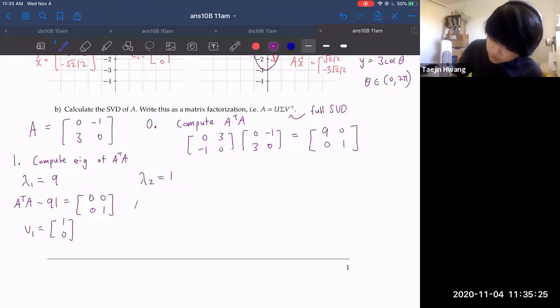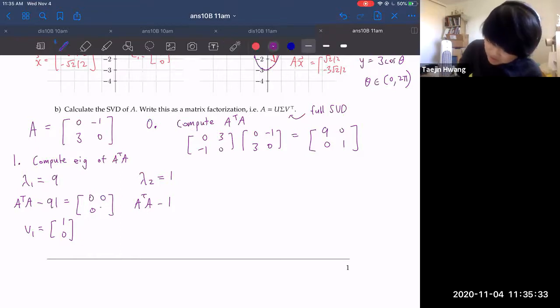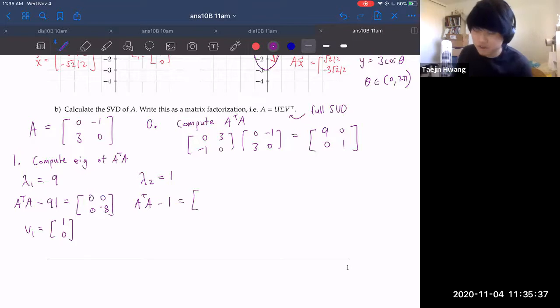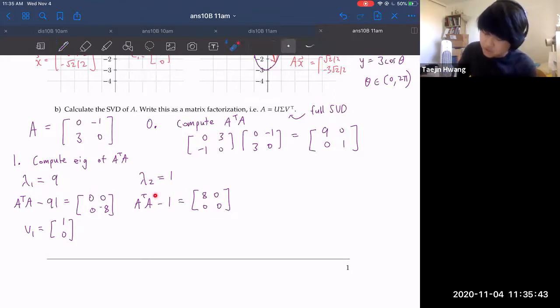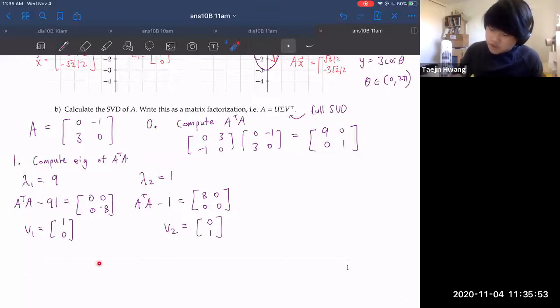And if we look at A transpose A minus I, sorry, I made the same mistake I made in my earlier discussion. If I subtract by 9I, it should be negative 8. Then we're going to end up with 8, 0, 0, 0. And the null space of this matrix is going to be 0 and 1. So we've computed our eigenvectors and eigenvalues.